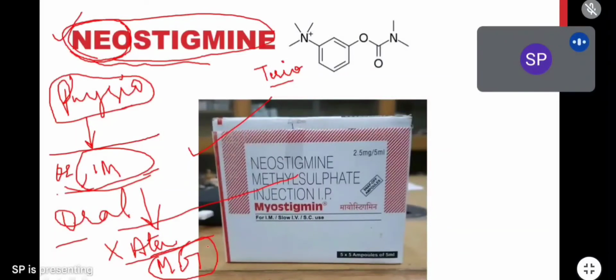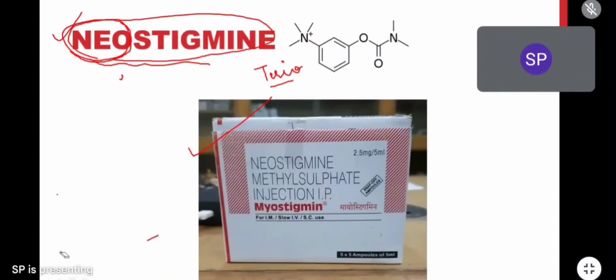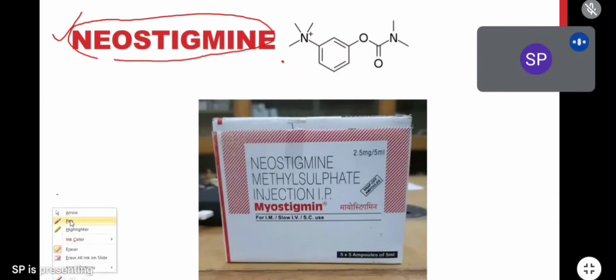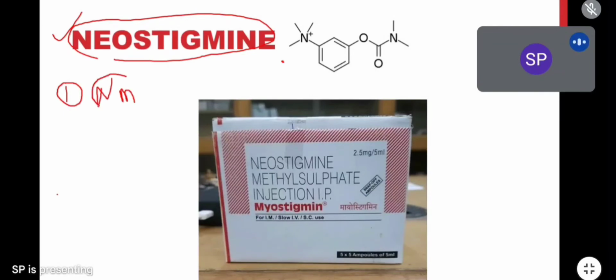We have one reason. Listen carefully, everyone. See, neostigmine has two actions. What are those two actions? See, neostigmine directly goes and binds on NM receptors. Neostigmine directly goes and stimulates NM receptors.